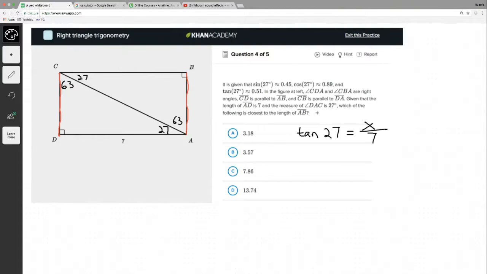Oh, look at this. Again, this is a calculator, but I'm not going to use one. I think I don't need it. When they say tangent 27, that's so nice. They give it to us. Tangent 27 is 0.51 equals x over 7, right?